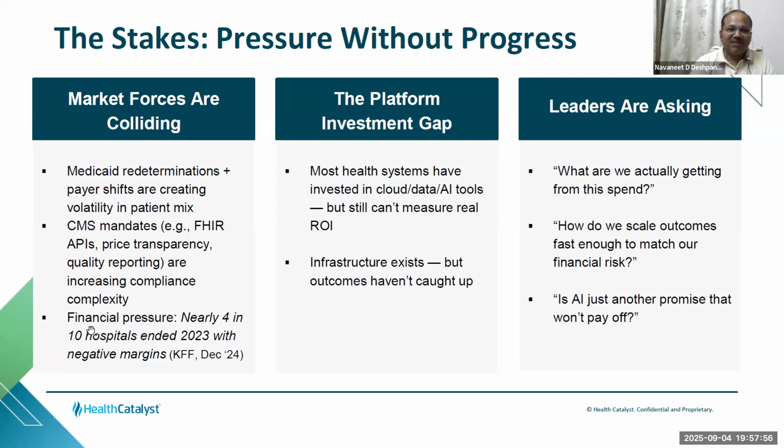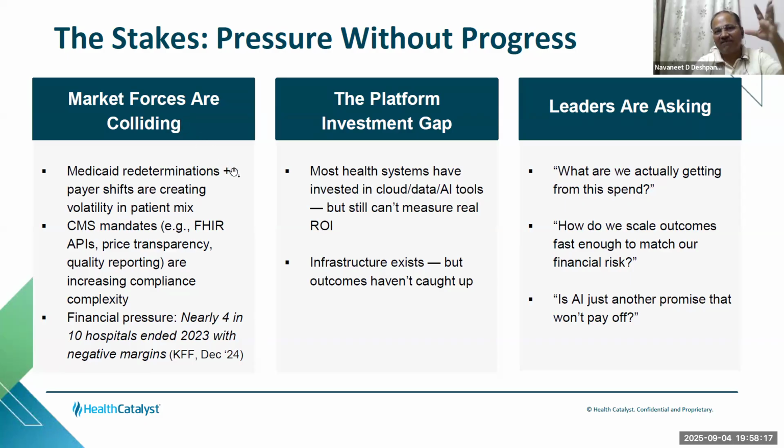One of the sources has said financial pressure became too much by 2023, and nearly 4 out of 10 hospitals ended with negative margins. So that's the status in the US. Nearly 4 out of 10 hospitals in 2023 had negative margins. So the market forces are colliding with each other.